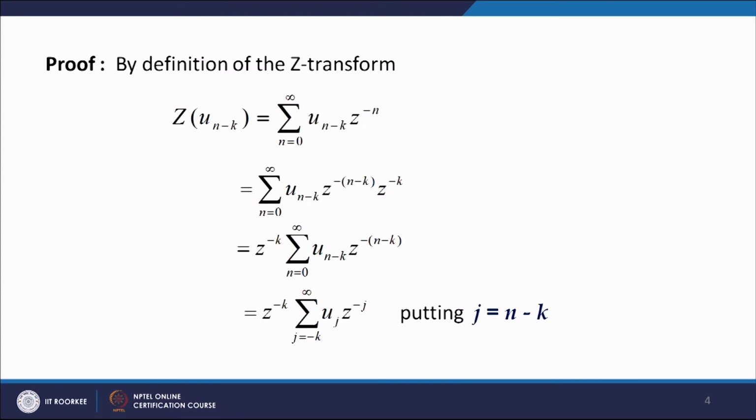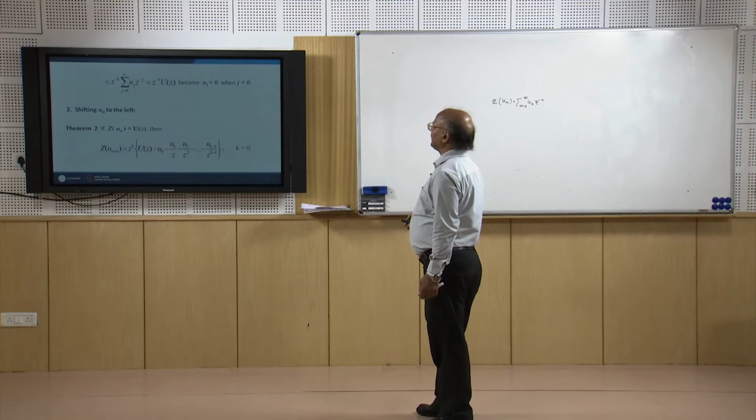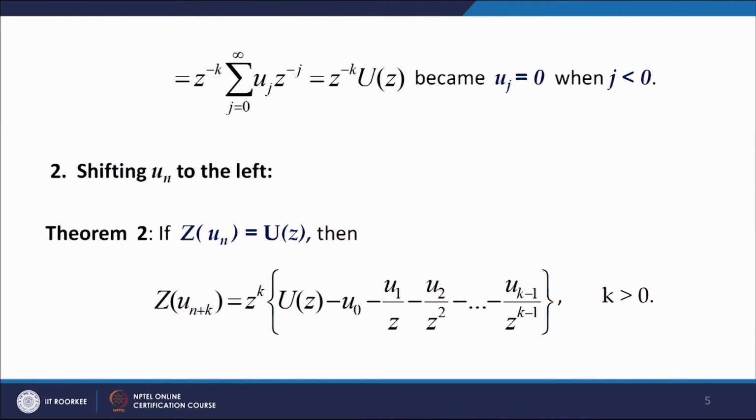So what we get is the z transform of u(n minus k) is equal to z to the power minus k sigma j equal to minus k to infinity u(j) z to the power minus j. Now k is a positive integer, so u(j) wherever j is negative, we know that when we define the z transform, we have assumed the sequence u(n) to be equal to 0 when n is less than 0. So we will make use of that property of the sequence u(n). So all these values of u(j) where j is negative will be equal to 0, and so the summation will start with j equal to 0 and go up to infinity.